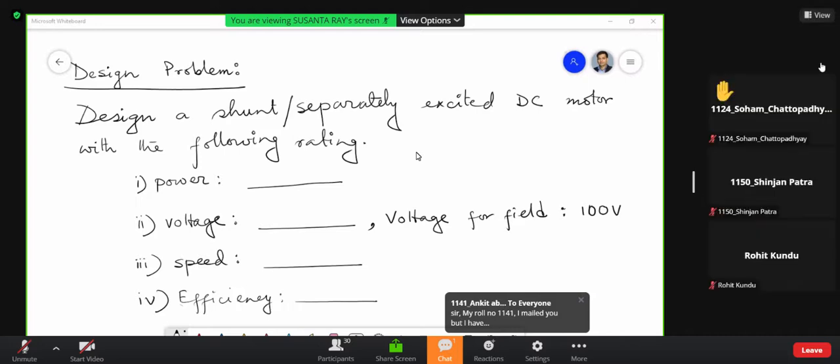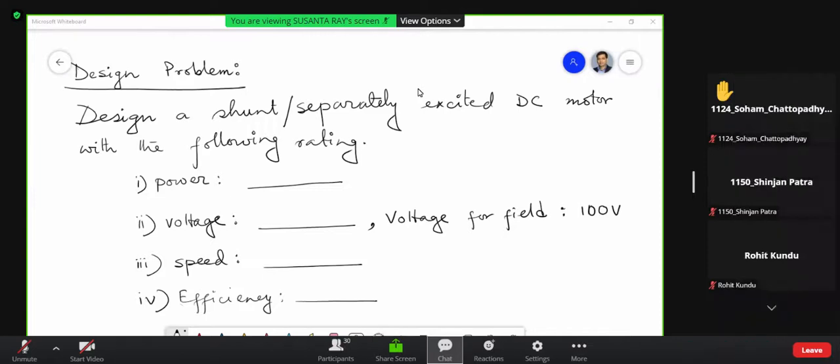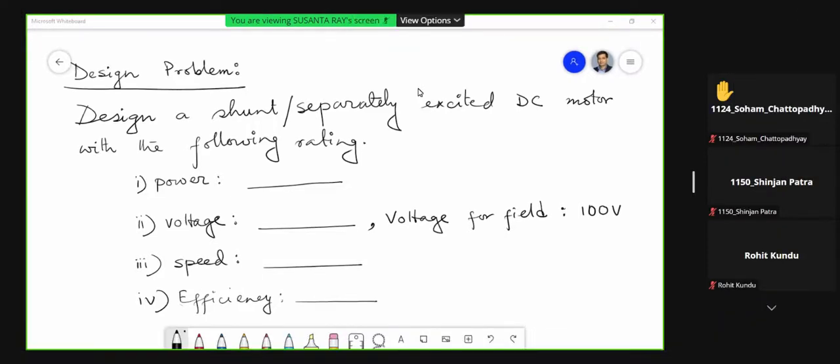So I'm just giving you the problems first. So 1141, 1145, and 1146. These are the roll numbers having no problem.